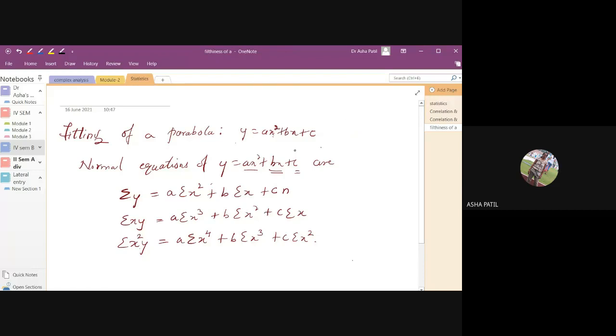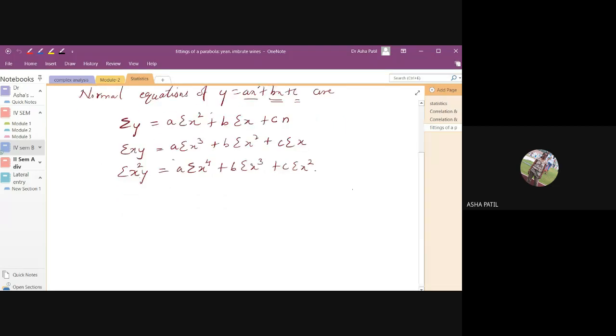To write the first normal equation, we just take summation over the given parabola equation, and then to get the second equation, we will multiply by x and take summation, we will get the second normal equation. And to get the last, that is the third normal equation, we will multiply by x square and take the summation over it. Don't learn these normal equations by heart, better know how they are written, so that whichever form it is given, we can do it correctly.